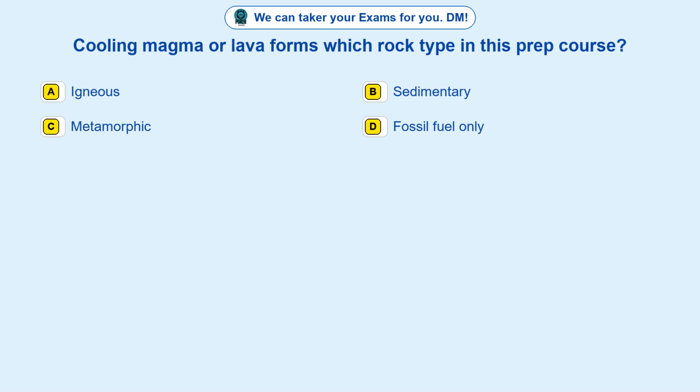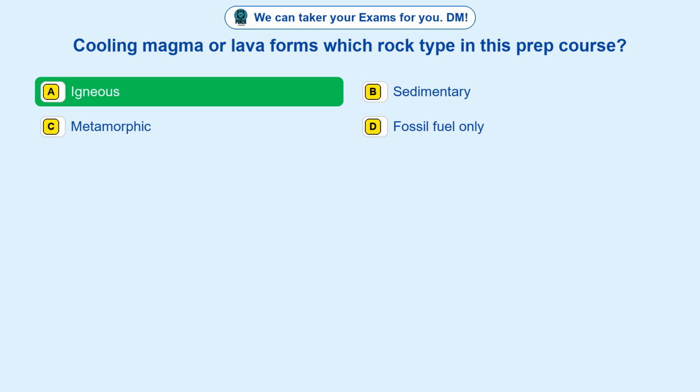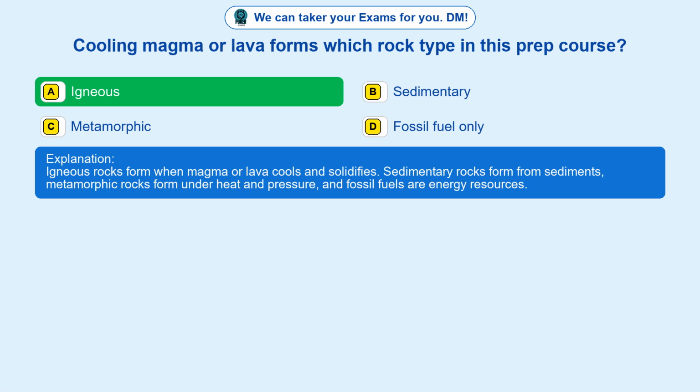Question 84. Cooling magma or lava forms which rock type in this prep course? Option A, igneous. Option B, sedimentary. Option C, metamorphic. Option D, fossil fuel only. The correct answer is option A. Igneous. Igneous rocks form when magma or lava cools and solidifies. Sedimentary rocks form from sediments, metamorphic rocks form under heat and pressure, and fossil fuels are energy resources.